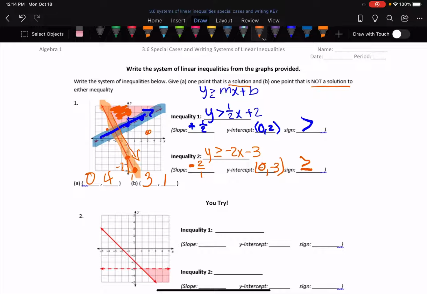So what I want you guys to do is continue on this learning path and go ahead and try the U-Try and fill it in through its learning.